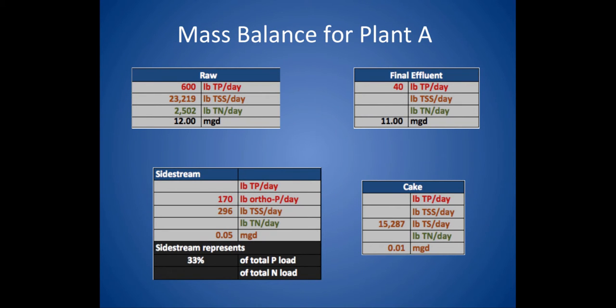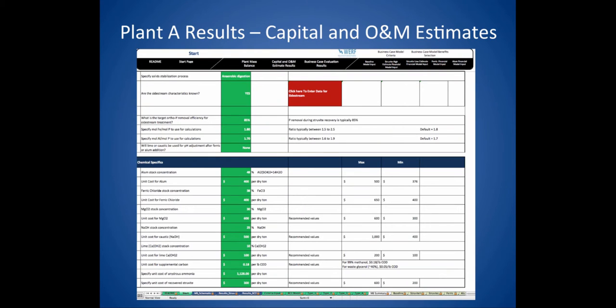Based on the data entered, TERI calculated these values for the mass balance before nutrient recovery for Plant A. The other boxes in the plant mass balance diagram are blank. Once all of the data is entered, the expected performance of several options and the capital and O&M estimate results can be viewed by clicking on the Capital and O&M estimate results at the top of the TERI screen, or by clicking on the blue tab labeled Results Struvite at the bottom of the TERI screen.